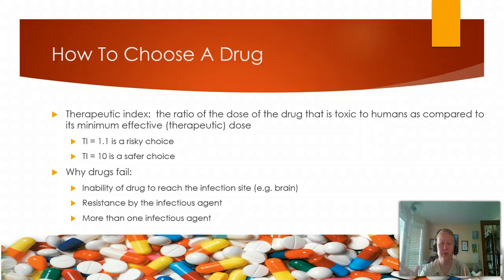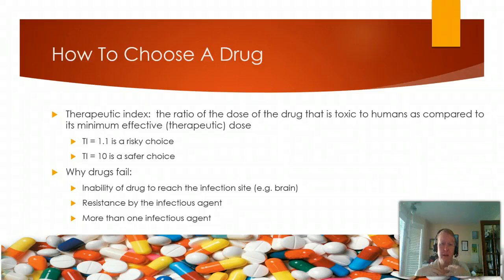Generally the ones over the counter, and your aspirin by no means is this way, it was just an example, have high therapeutic indexes. So it takes a lot between the therapeutic dose and toxicity. But there's a lot in the hospital that are very close. So we try to use safer choices if we can, but once again, it comes back to what's going on with the patient. We also have to consider a few other things. Where's the site of infection?